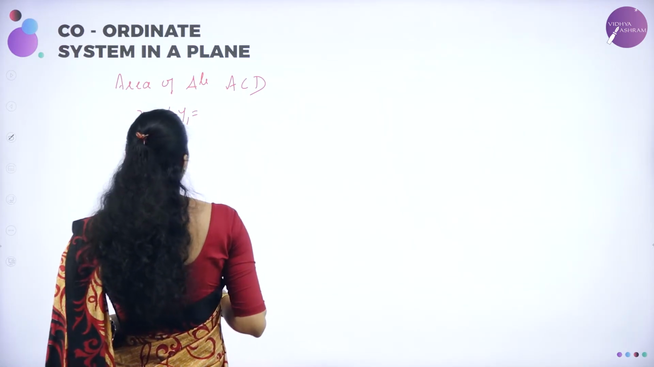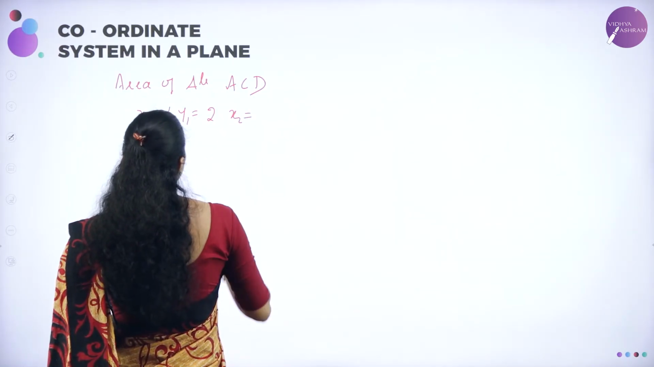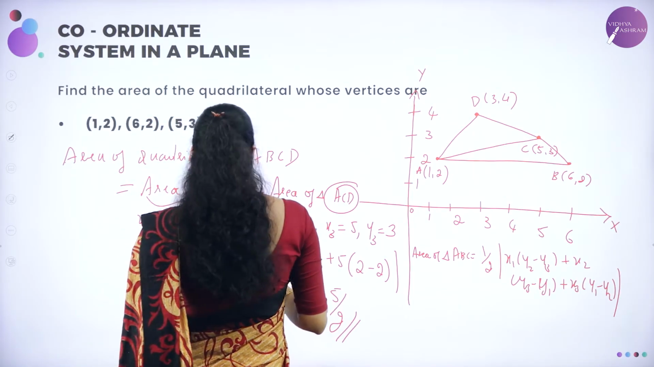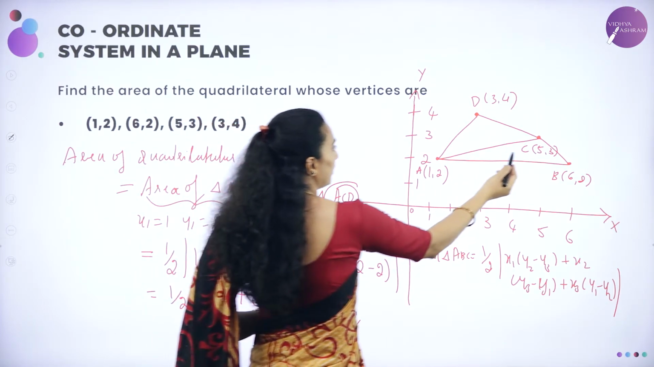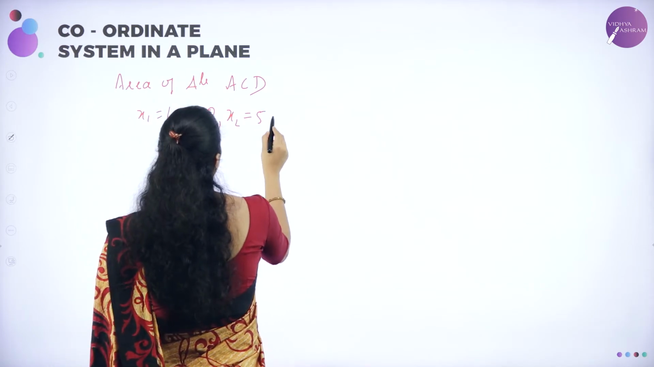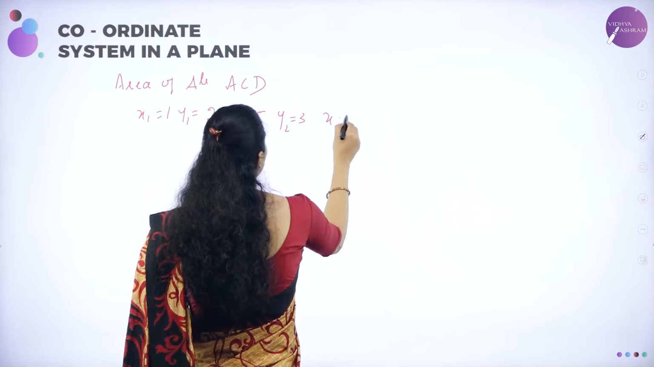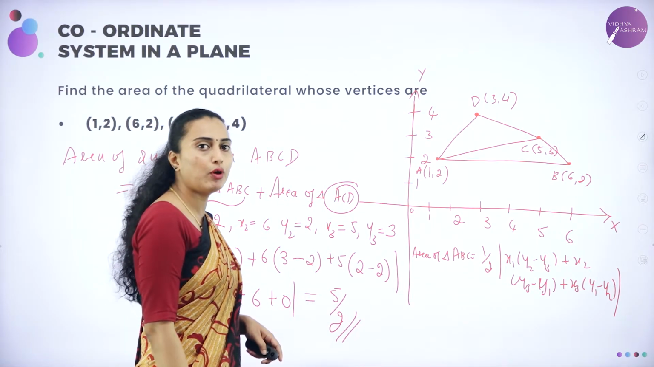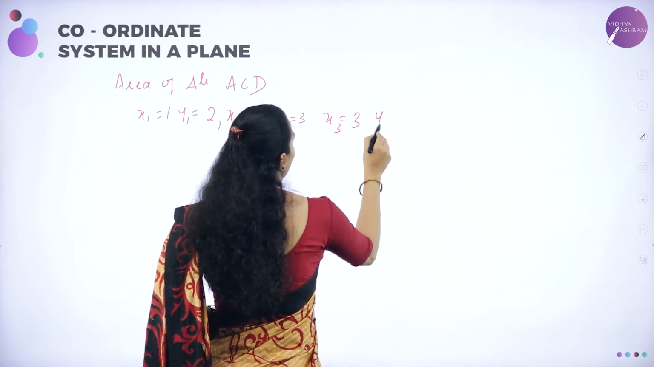Y1 is equal to what? You are going to have 2. And then X2 is equal to, what is X2? X2 is for ACD, C point you have to take now. C point is X2, Y2, this point, 5, 3. Okay? So therefore X2 is 5 and Y2 is 3. And then X3. Now X3, which point you need to take? D, because we are finding ACD. D point will be X3, Y3, that is 3, 4. X3 is 3 and Y3 is 4.